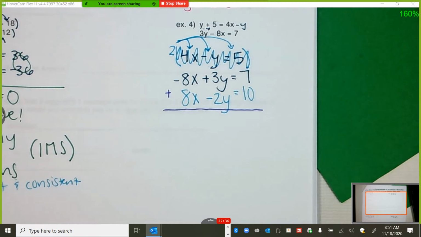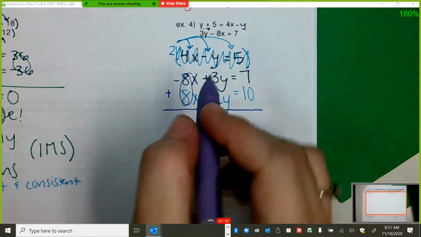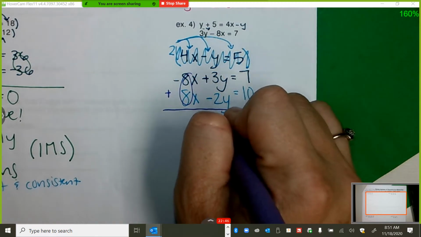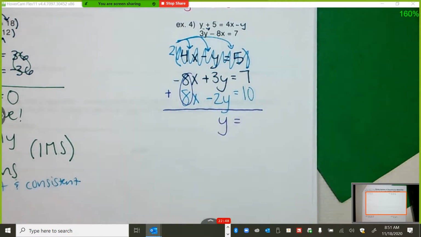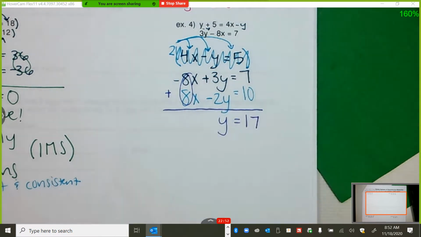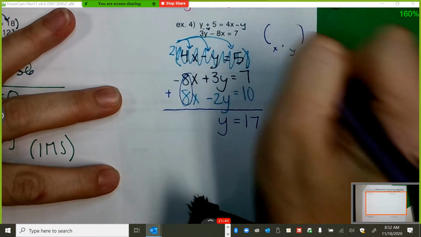What is my 0 pair here? The x's, the 8's. Okay, what's 3y plus negative 2y? Positive y, just y, right? And what's 7 plus 10? 17. Okay, so we know y is 17.